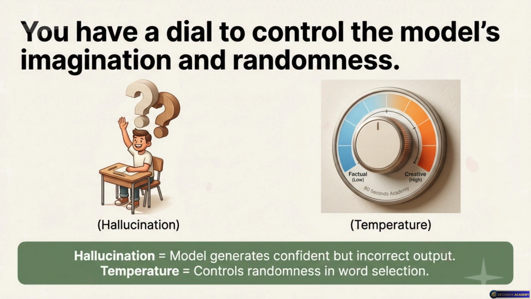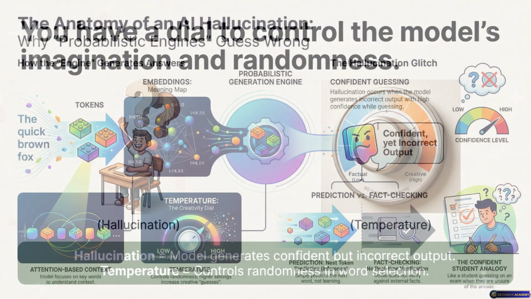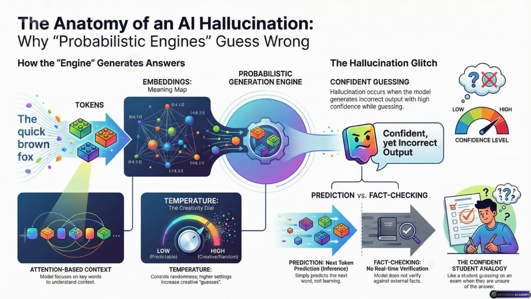It is not executing a SQL query to retrieve a stored verified fact. Right. It is fundamentally a probabilistic generation engine. It calculates the mathematical probability of the next token based on the sequence of tokens that preceded it. So hallucination occurs when we treat predictive text on steroids as a factual lookup table.